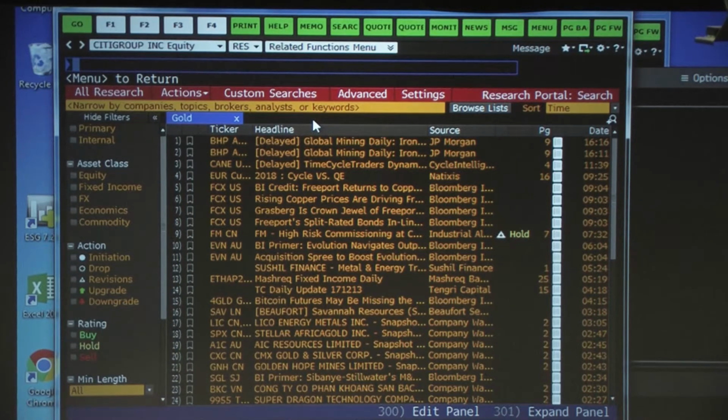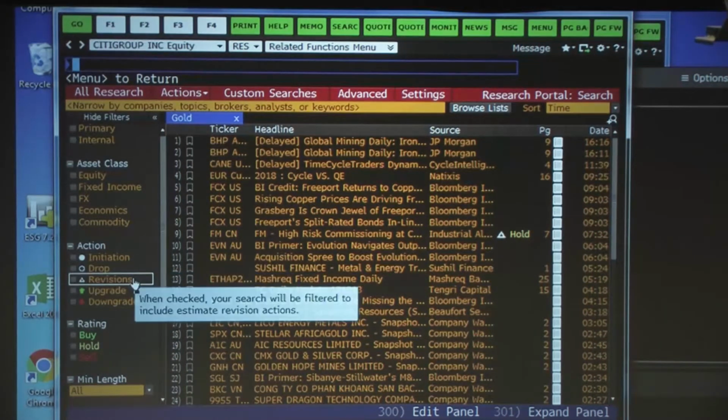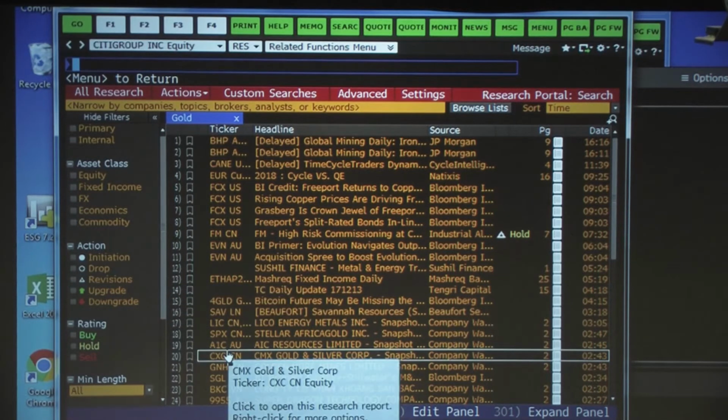You can search different equity, you can search different securities, different regions, different areas, and you can even search by what happened in terms of coverage. Initiation, or if a bank dropped coverage, or if they revised their estimates. A lot of banks revise their estimates, or if they upgraded or downgraded a stock for the year.